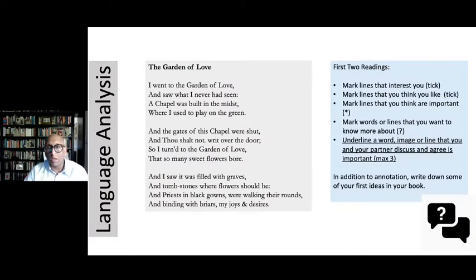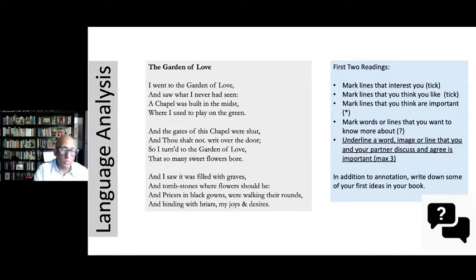So this is a poem of his called The Garden of Love. And it's the first one. There are a few poems of his in the booklet, but this is the one I want you to look at. And what we do when we read a poem is we just read it, and we read it at least twice. And then we read it by marking lines that might interest us, marking lines that we like, marking lines that we think are important, marking words or lines that we want to know more about, underlining things that we want to discuss in greater depth. In addition to making these symbols on top of poems, what we should do is write our first ideas on them.